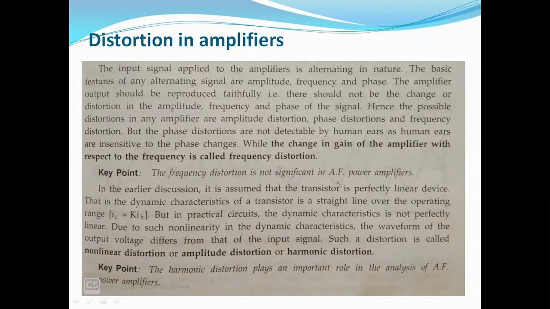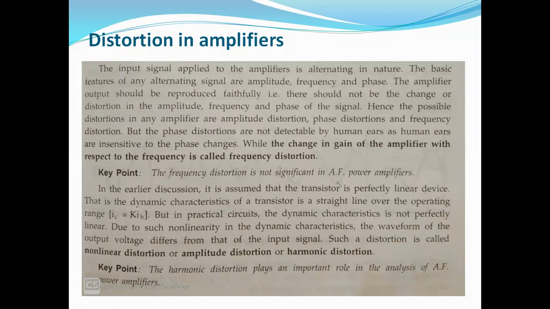It is assumed that the transistor is a linear device. Let us consider the transistor is a linear device. What is meant by a linear device? A perfectly linear device reproduces exactly at the output whatever signal we apply. That is, the dynamic characteristic of the transistor is a straight line. That means if you draw the graph between input and output, we have a straight line path. That is, IC is equal to K into I.